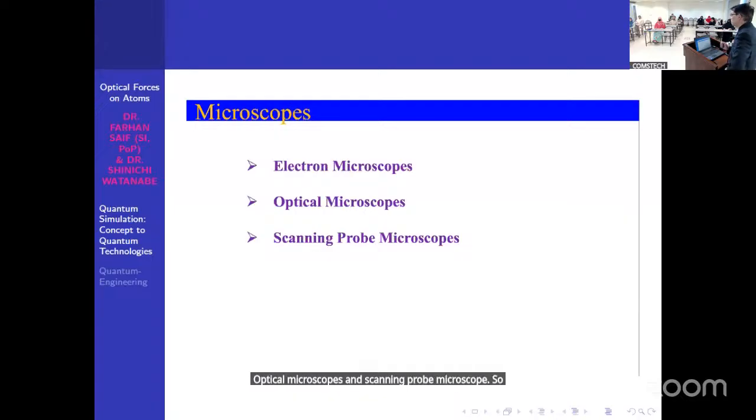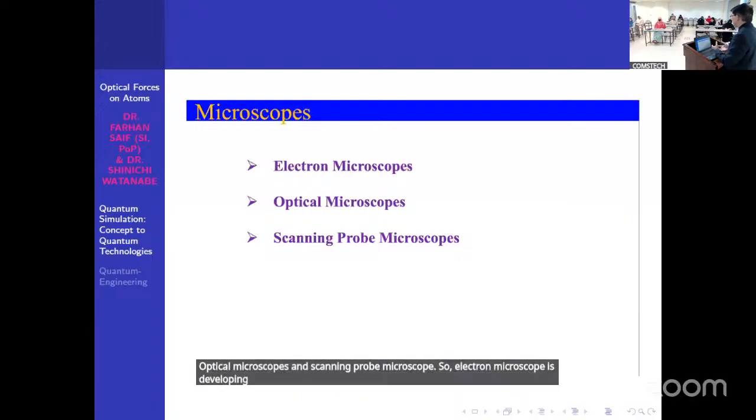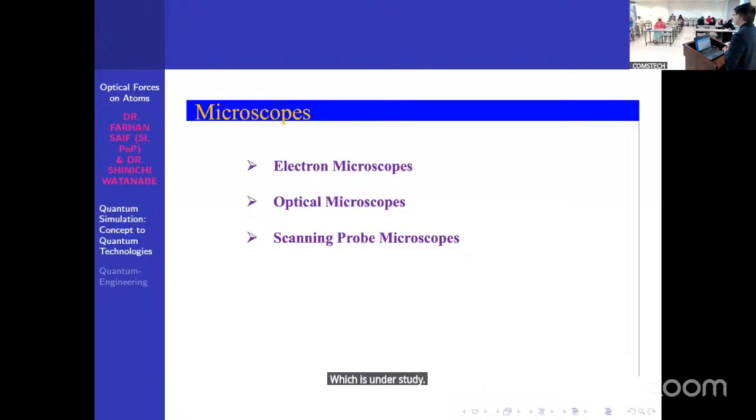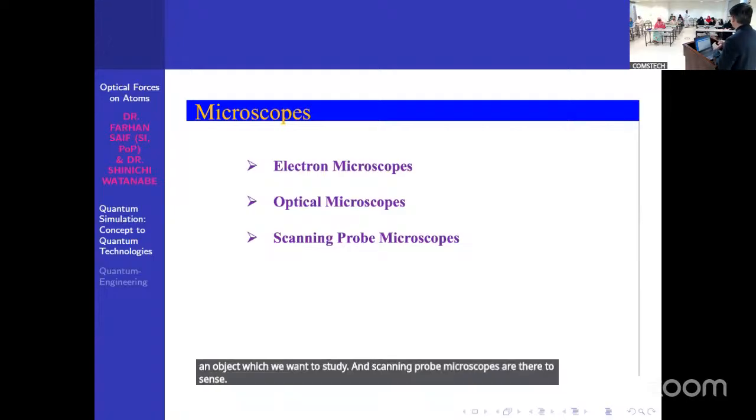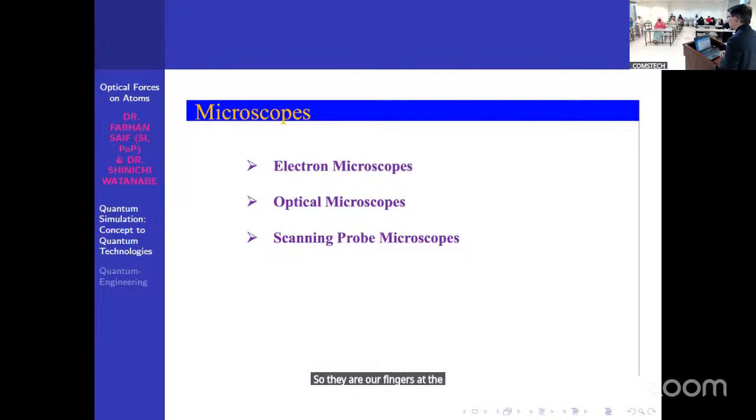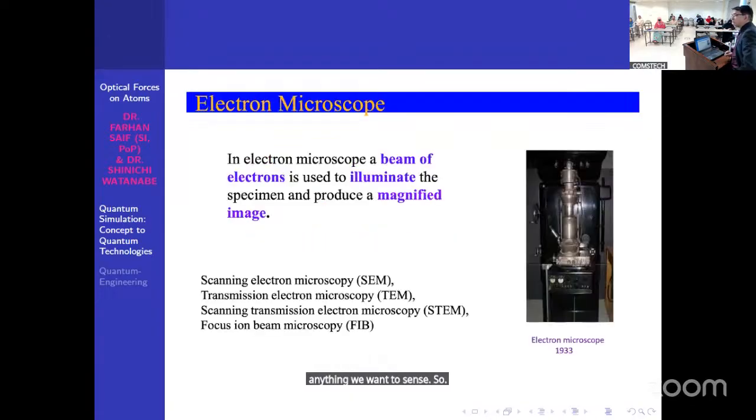So the electron microscope develops an image of a surface which is under study. The optical microscope gives us the opportunity to see directly an object which we want to study. And scanning probe microscopes are there to sense. They are our fingers at the nanometer scale with which we can really sense anything we want to sense. In the electron microscope, we send a beam of electrons over a surface, over a sample, and the image is obtained on a screen down there.